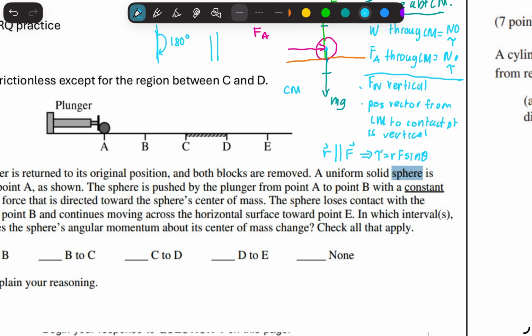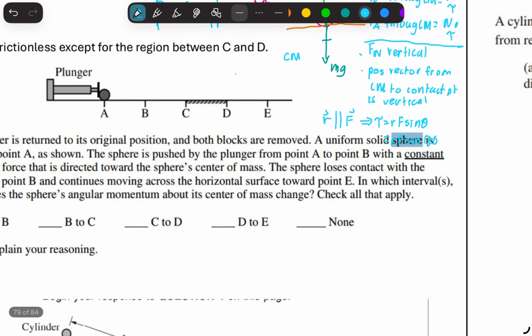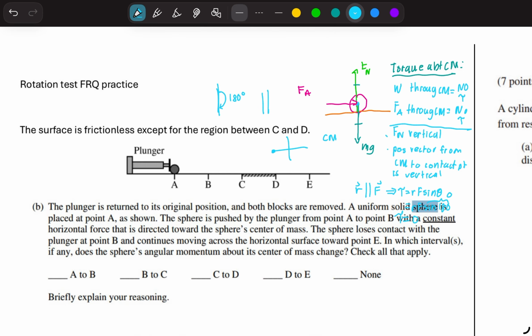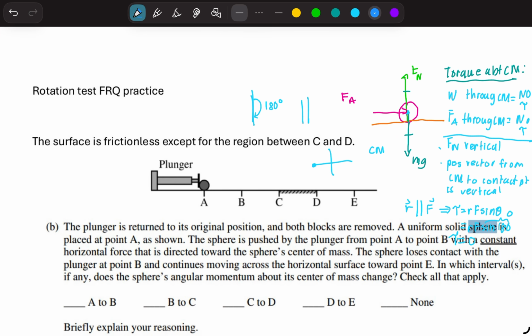So RF sine of 180 degrees. On the unit circle, at an angle of 180 degrees, your height is 0. So that is equal to 0. Therefore, torque is equal to 0. So now that we've analyzed all the torques about this center of mass where all the forces are being applied, we can conclude that there is no external torque about the center of mass.